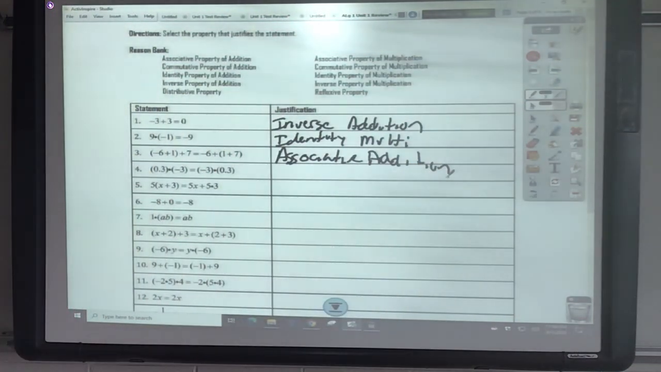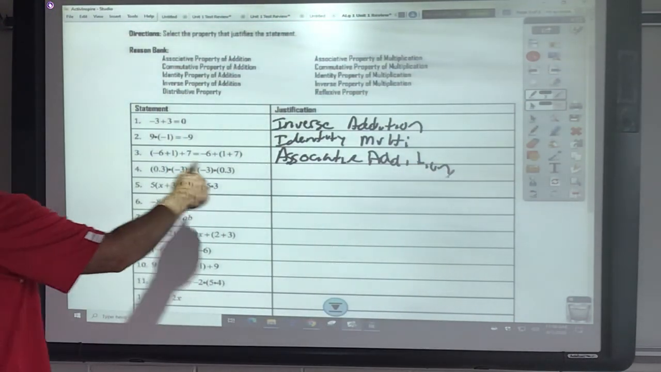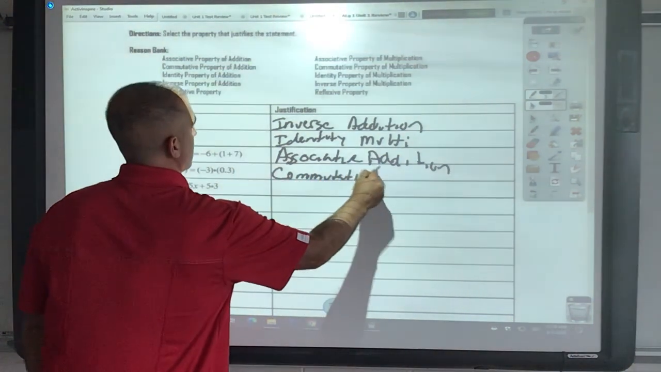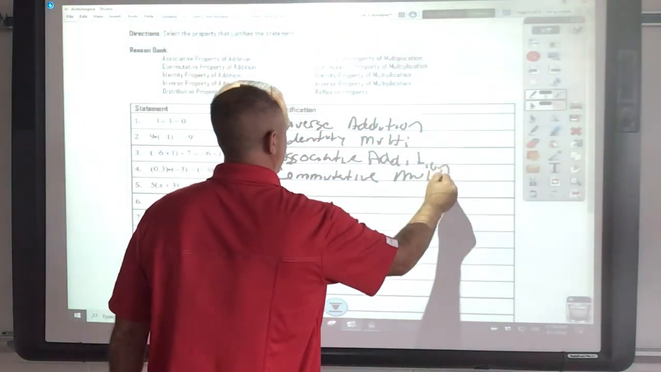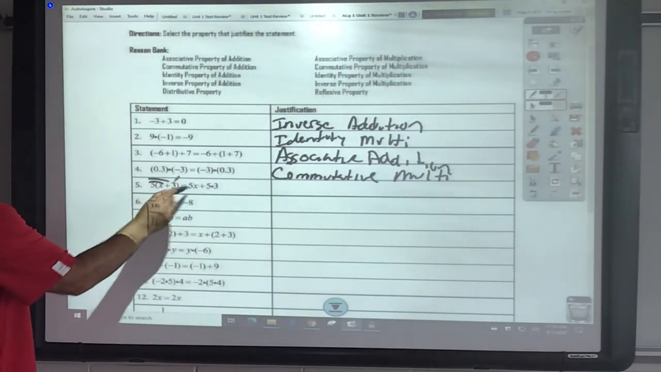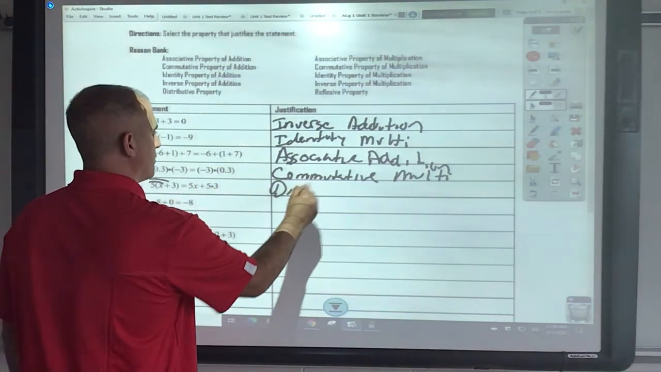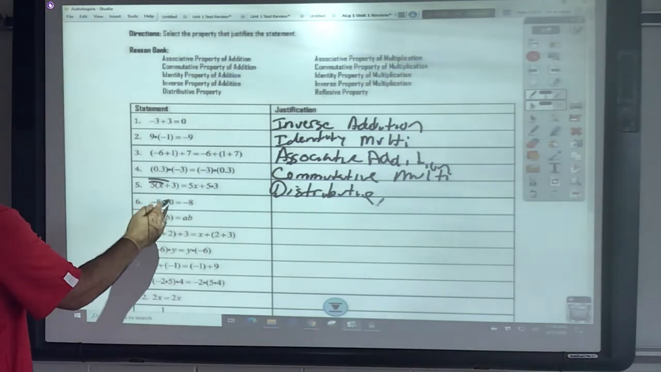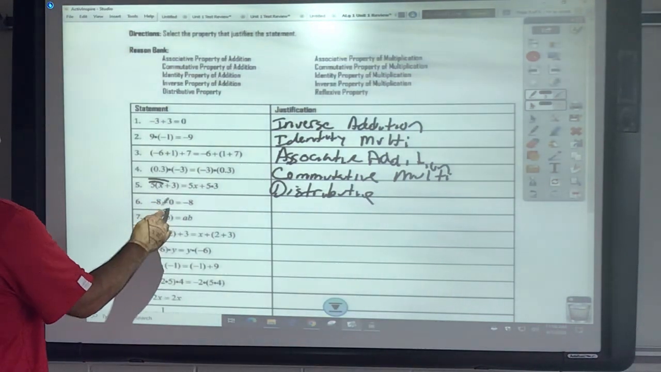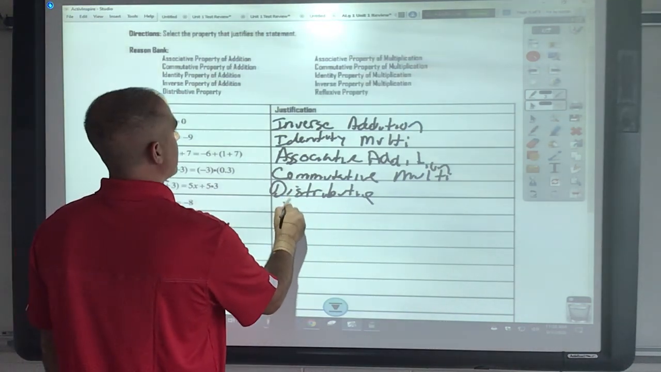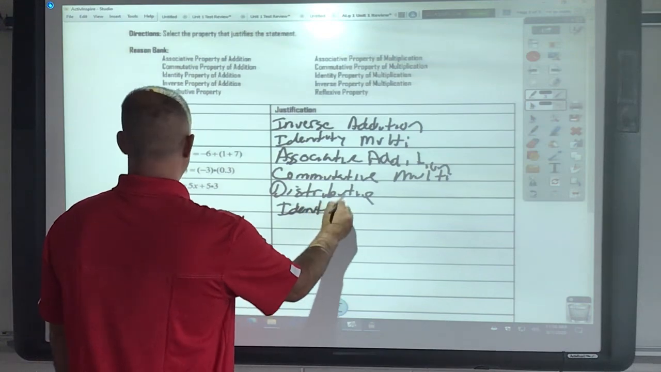Okay, all right. This one just flips around. So this would be commutative. And it's multiply. Okay, this one, as you can see, they're distributing it because it's the multiplication, so you got distributive. This one, all right, this one is an identity as well, because if you're noticing, okay, it ends up being the same thing, so this is going to be identity of addition.